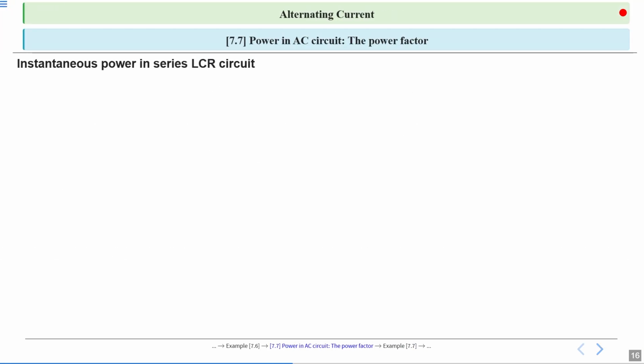Now come to our today's topic, that is NCERT section 7.7, power in AC circuit, or we can say power factor.